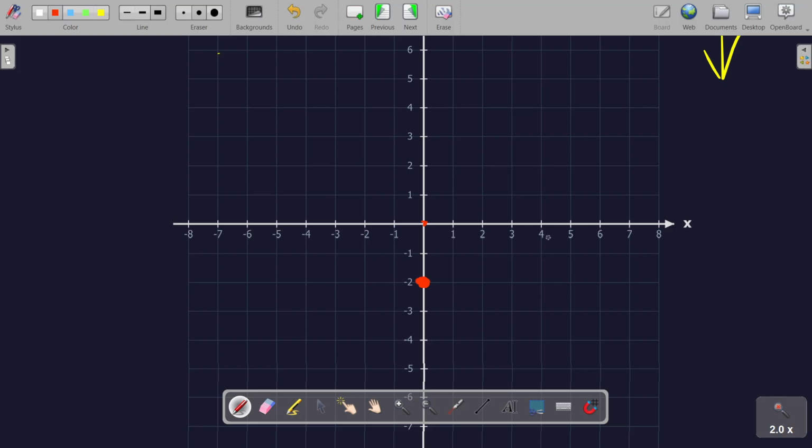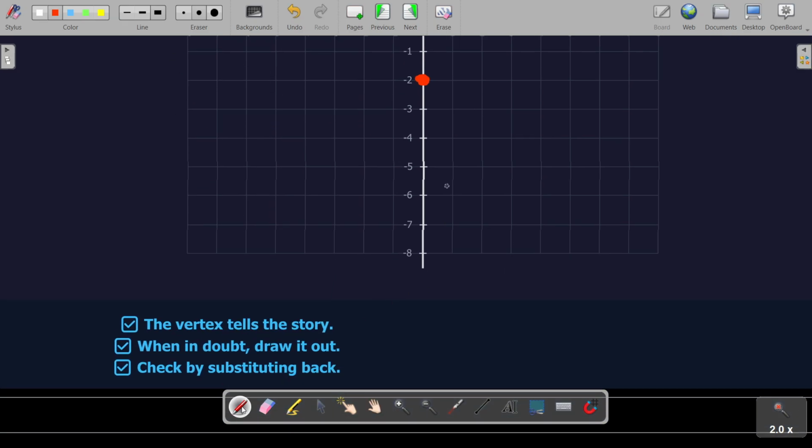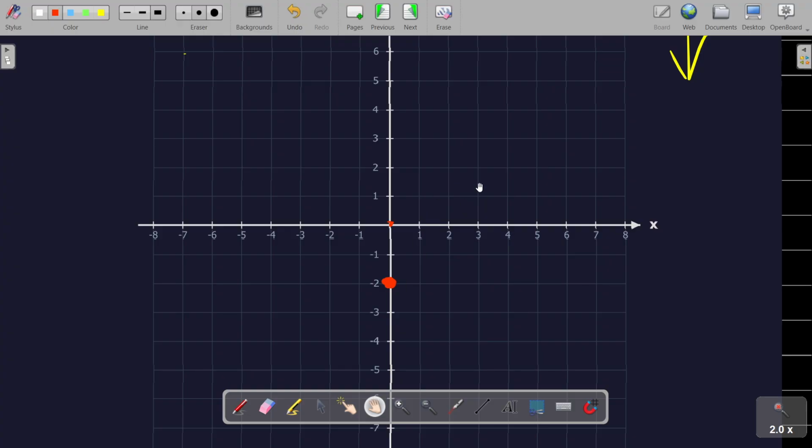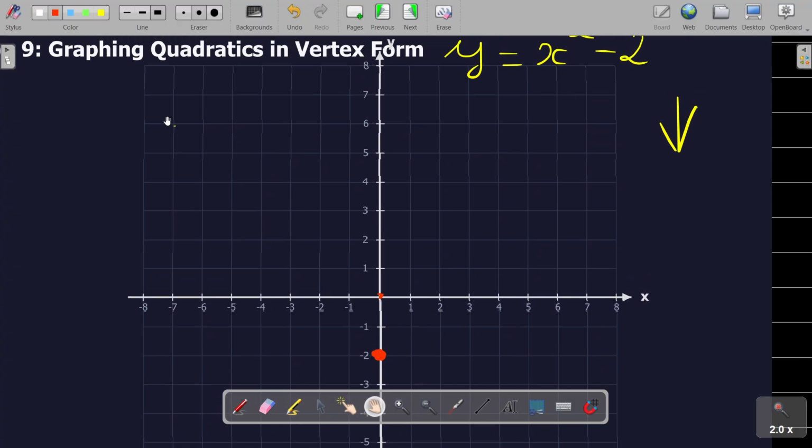Vertex is 0, negative 2. The vertex will tell you the story. It will be the rule, and it will tell you the story. When you find this vertex, it will show you where it's going to be. Okay. Now let's plot this together.